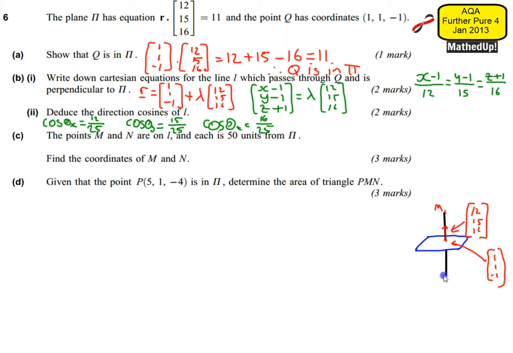This point here, well, if I subtracted this away from this point here, point Q, that's going to take me 25 units away in the opposite direction, and if I do that again, that takes me another 25 units away from Q, and that takes me 50 units away. So that point there is going to be N.